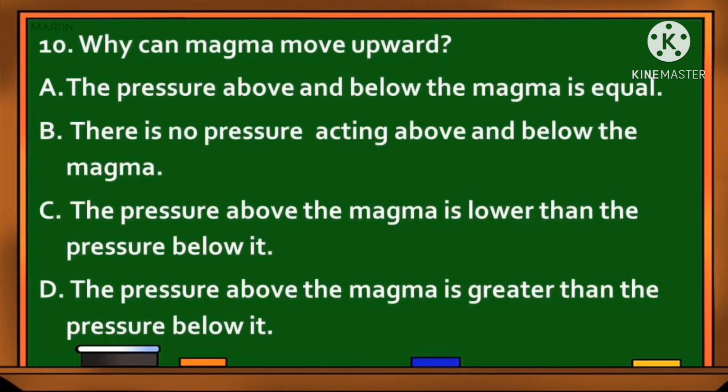And number 10. Why can magma move upward? A. The pressure above and below the magma is equal. B. There is no pressure acting above and below the magma. C. The pressure above the magma is lower than the pressure below it. D. The pressure above the magma is greater than the pressure below it. Write your answer.